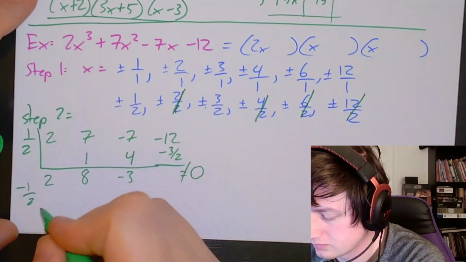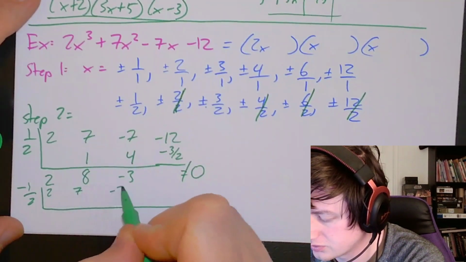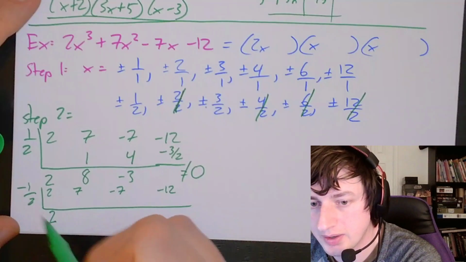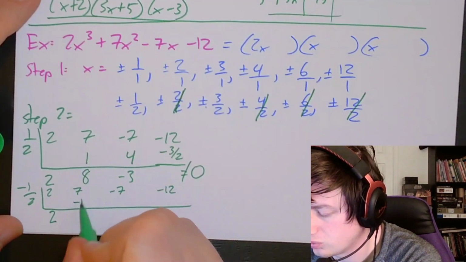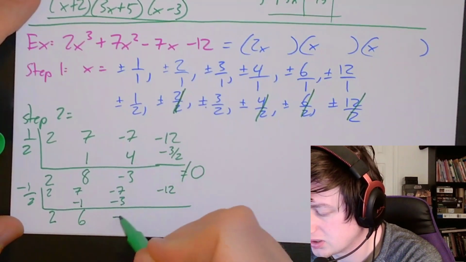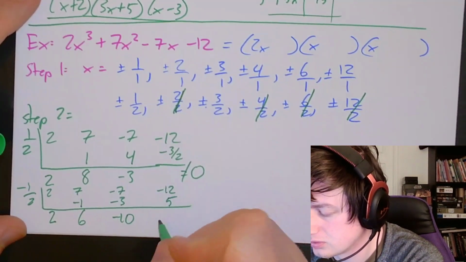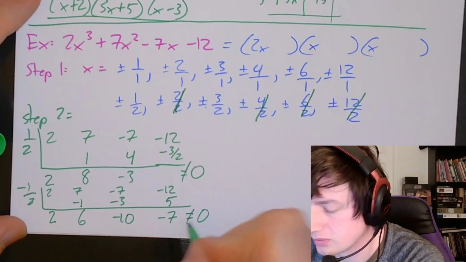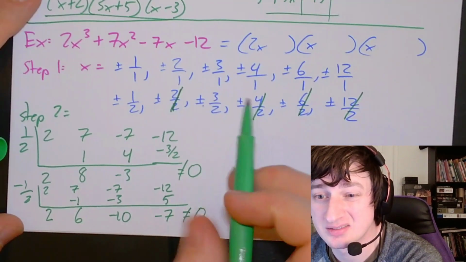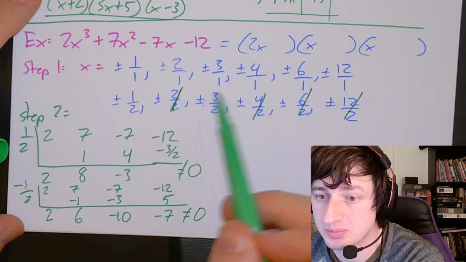Let's check negative half. 2, 7, negative 7, negative 12. Add, multiply, get negative 1, we get 6. We multiply that, we get negative 3. This makes a negative 10. We multiply by negative 1 half, we get 5. And negative 7 does not equal 0. Well, that means, since we said it has to be one of these ones that divides by 2, it's going to have to be plus or minus 3 halves.